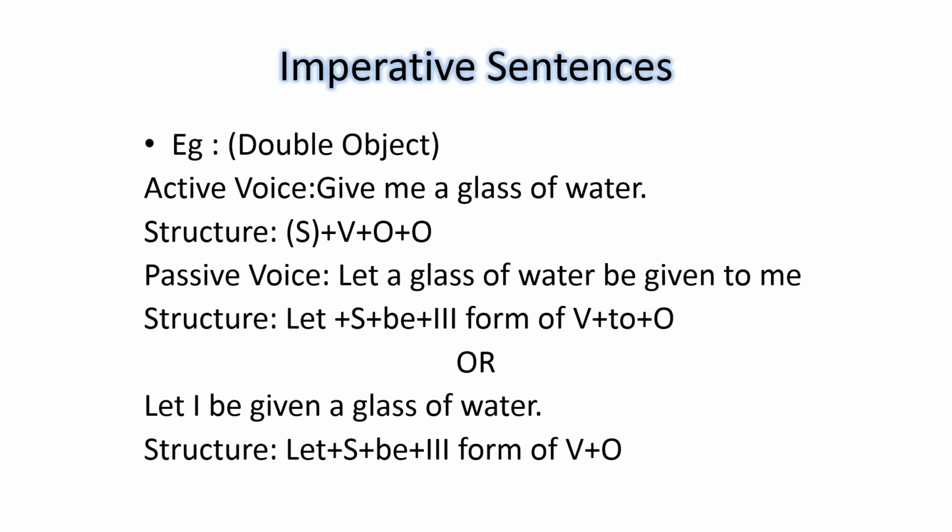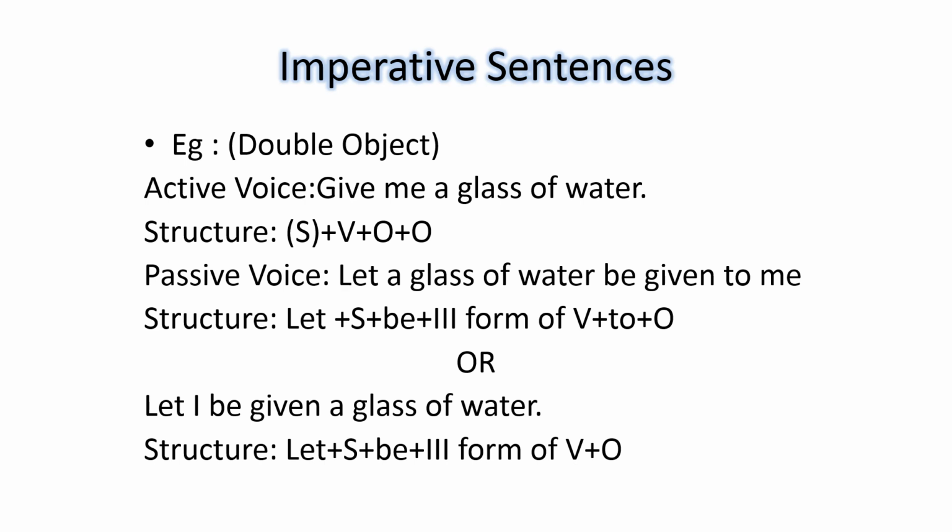If an imperative sentence has a double object, for example, give me a glass of water. Here, me and glass of water are two objects. How will it change? If we take glass of water as the subject, then it will be: let a glass of water be given to me. And the structure will be let plus subject plus be plus third form of verb plus to object.